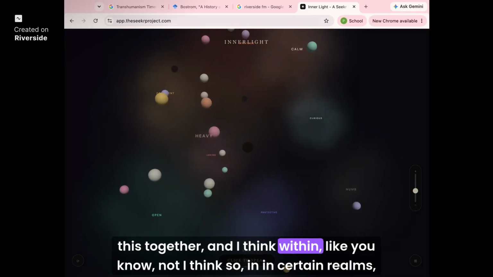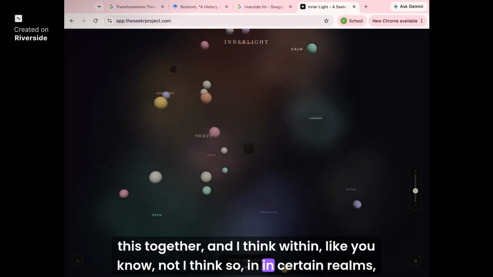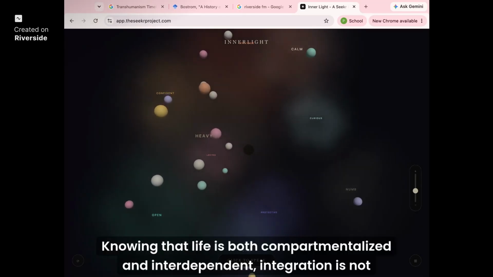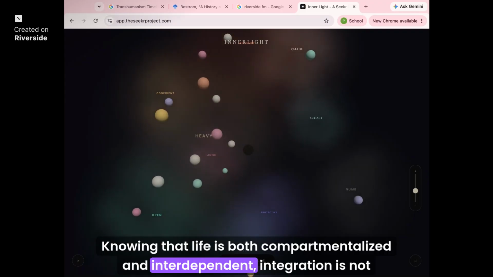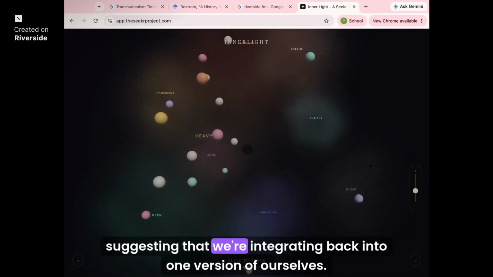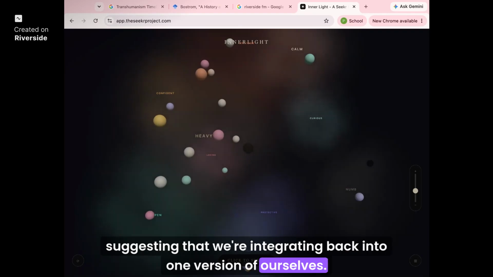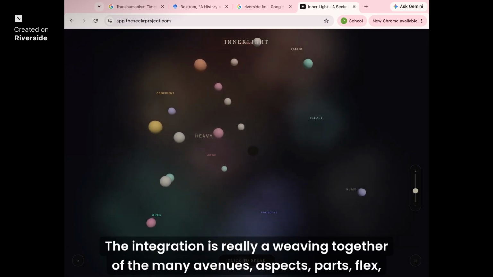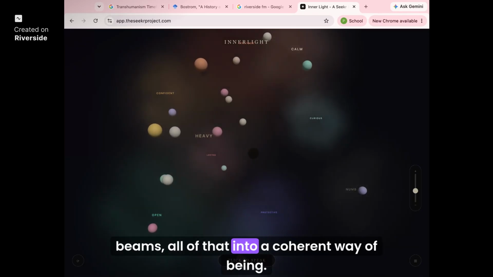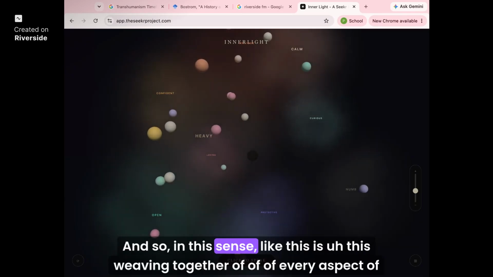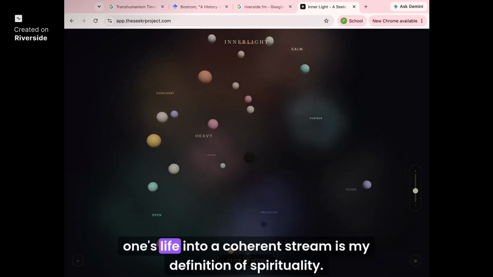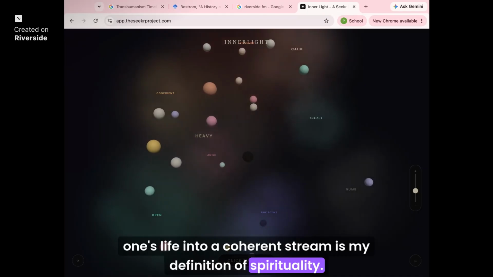And I think in certain realms this is called integration, but knowing that life is both compartmentalized and interdependent, integration is not suggesting that we're integrating back into one version of ourselves. The integration is really a weaving together of the many avenues, aspects, parts, and beams, all of that, into a coherent way of being. And so in this sense, this weaving together of every aspect of one's life into a coherent stream is my definition of spirituality.